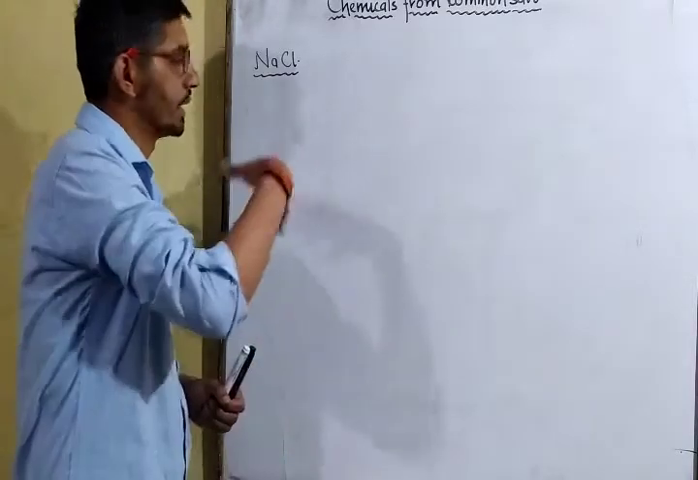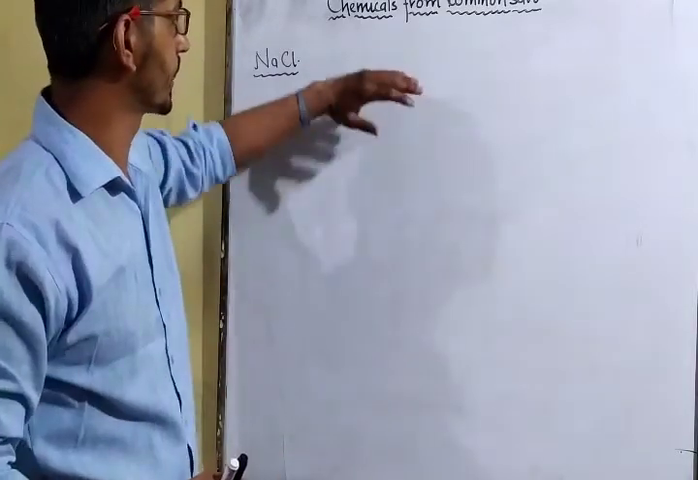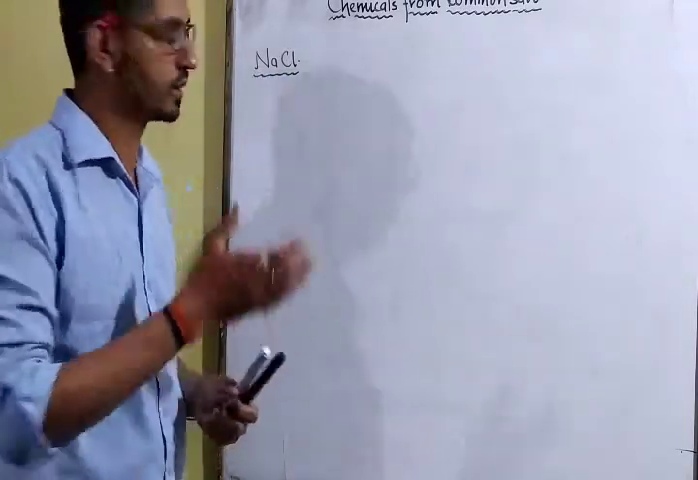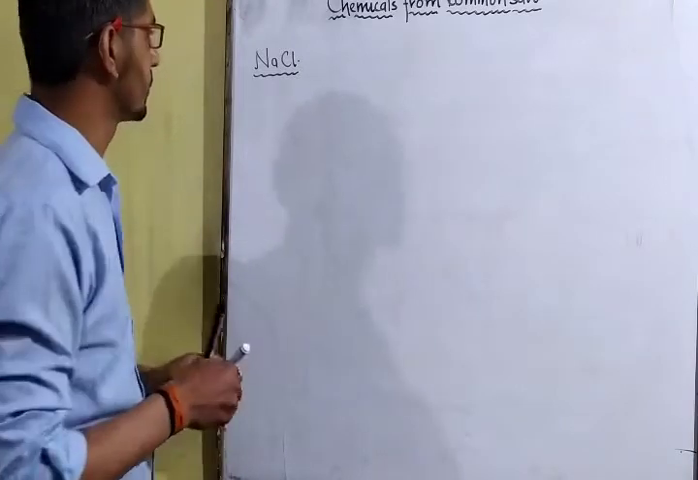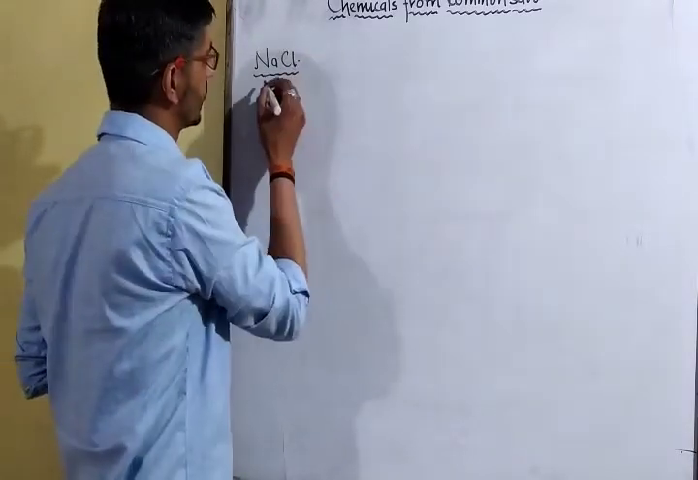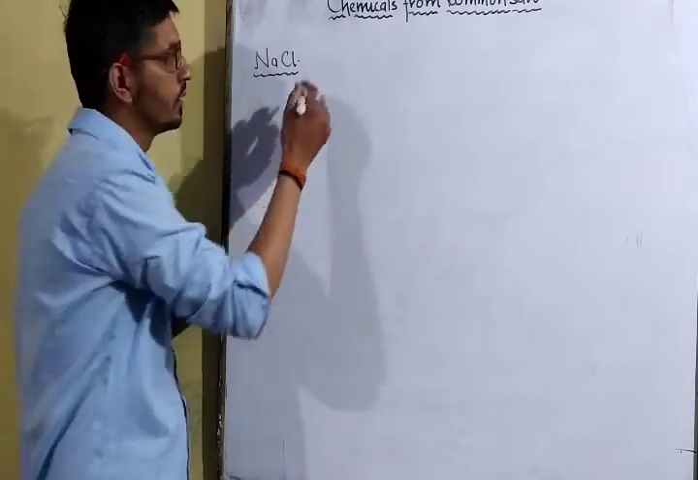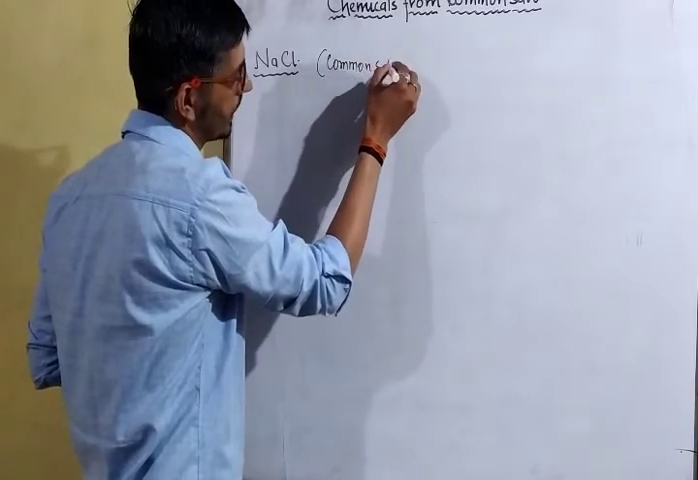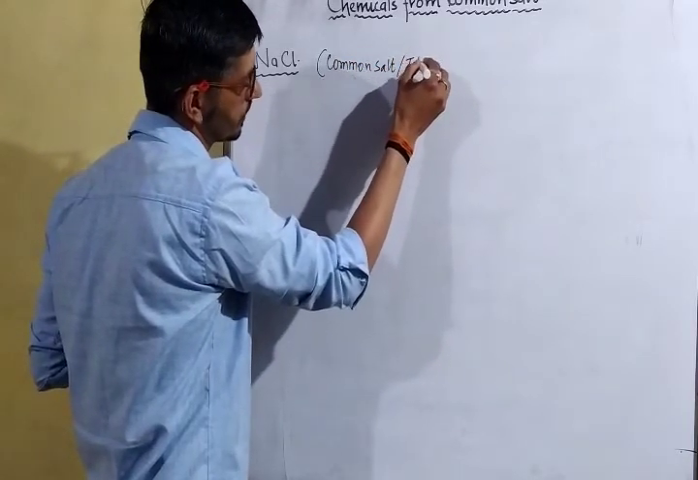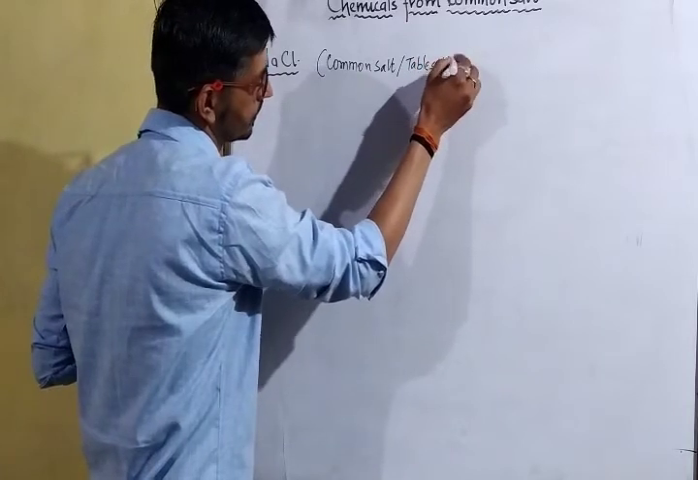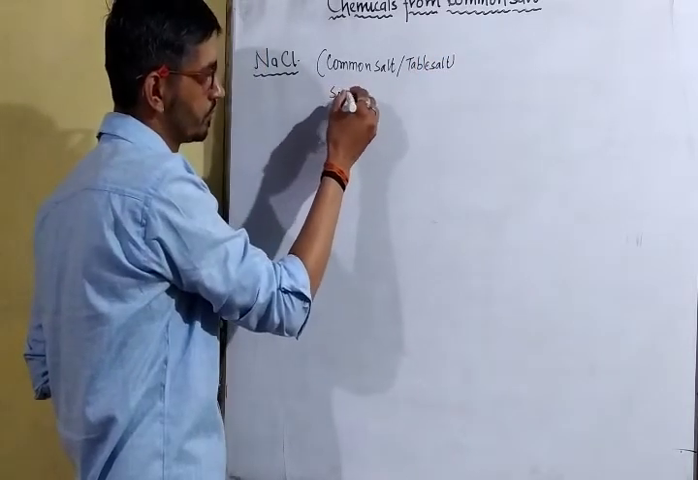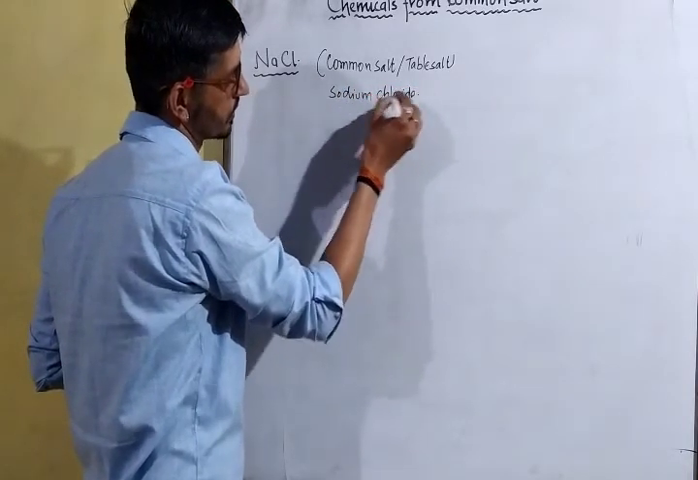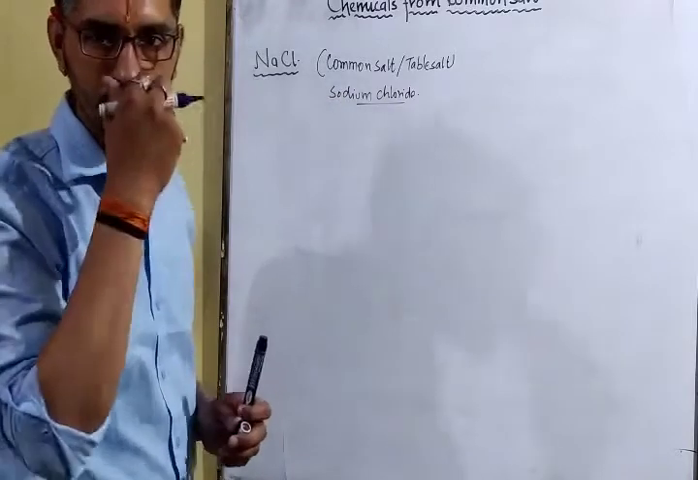First we'll learn about NaCl, because the chemicals are produced from common salt. The chemical formula for common salt is NaCl, and it is commonly known as common salt and table salt. Its chemical name is sodium chloride. Very important and very easy.